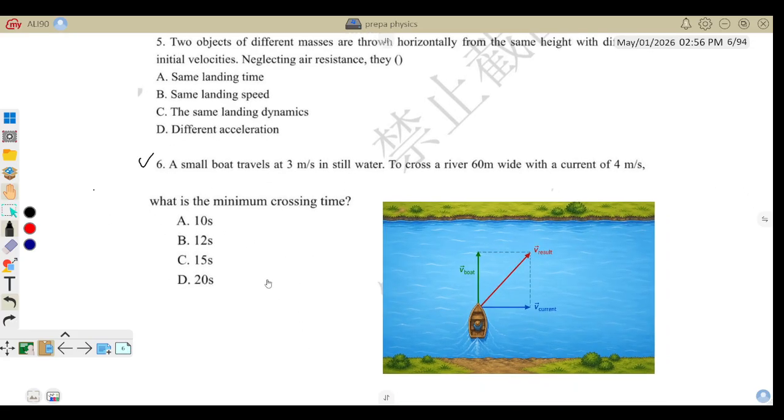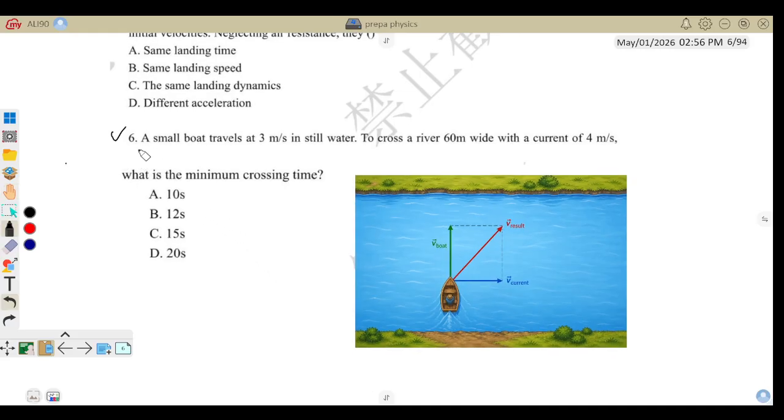So for question number 6, we have a small boat that travels at 3 meters per second in seawater. That means the water is not moving, but the boat is moving at this rate. To cross a river 60 meters wide, with a current of 4 meters per second, what is the minimum crossing time?